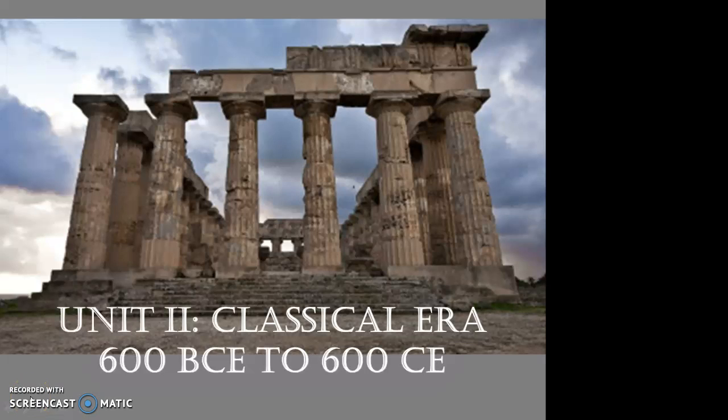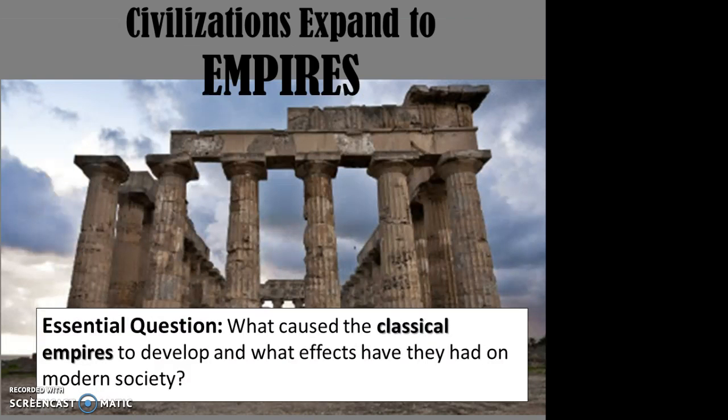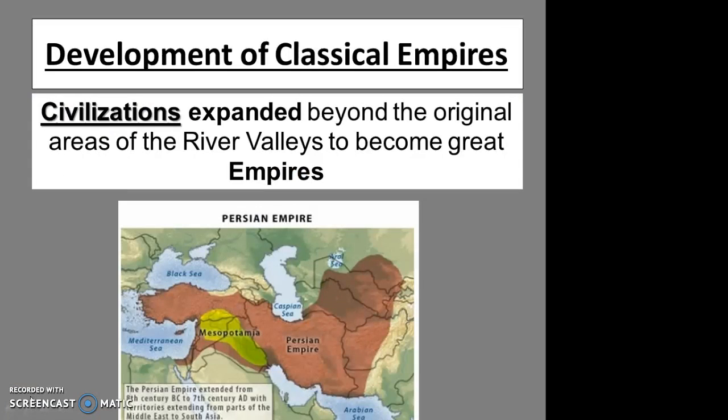Good morning. As you can see, we're going to start Unit 2, Learning Target 2, Classical Era. The classical era lasted between 600 BCE and 600 CE. The essential question, what caused the classical era to develop and what effects have they had on modern society, is what we're going to try to answer.